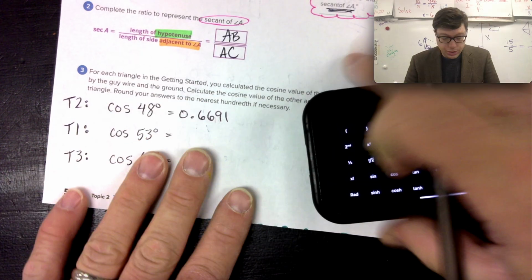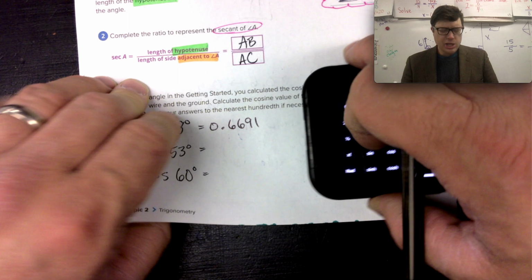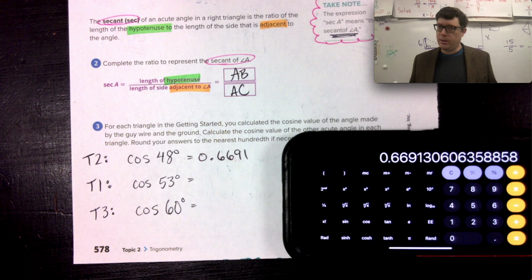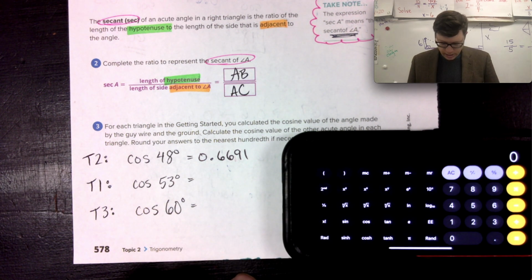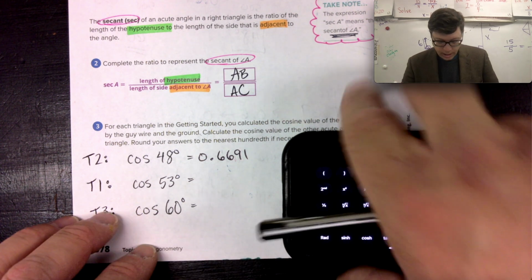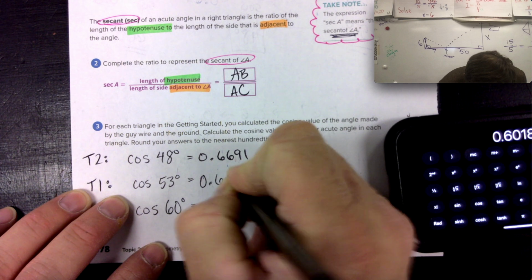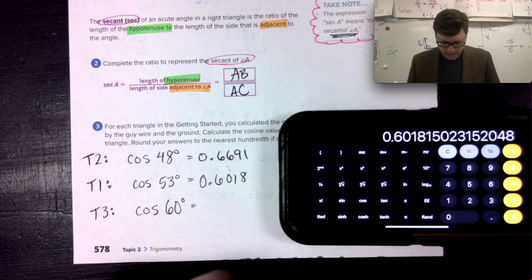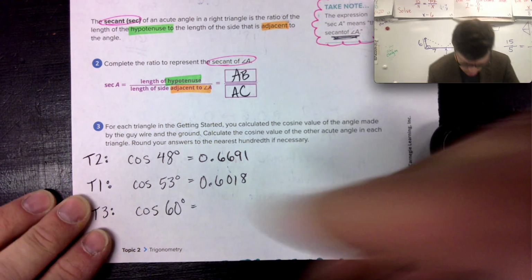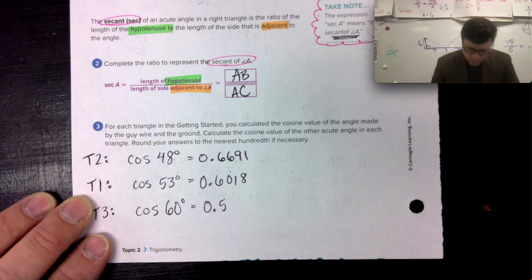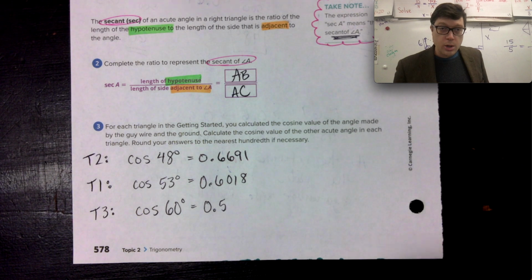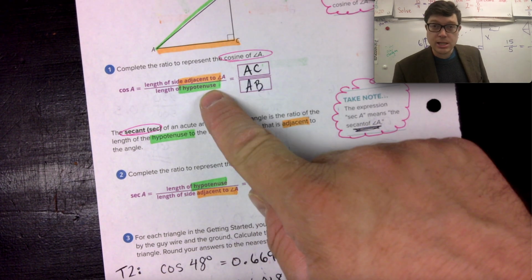0.6691. Okay, do the same thing with cosine 53 and cosine 60. You should probably pause the video and try it for yourself, and then see if your answers match mine. Because I just showed you how to do it, go practice it. Okay, let me see. 53 cosine, 0.6018. Okay, and then last of all, 60 cosine, of course. We're going to need these numbers in the next page. Page 579 is next, talking about the cosine ratio. Cosine is adjacent divided by hypotenuse.